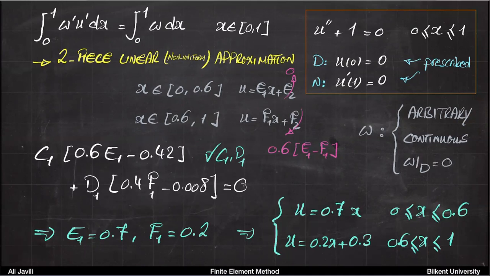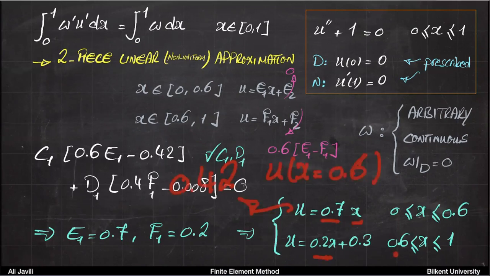Okay, again, it's a nice game if you just check what U would be exactly at X equals 0.6. So if X is equal to 0.6, the first one would give you 0.7 times 0.6. That would be 0.42. The second equation gives you 0.2 times 0.6, so that is 0.12.